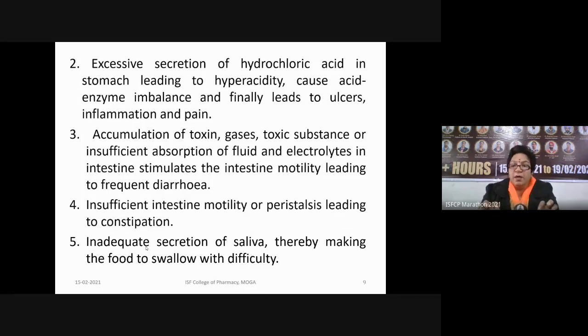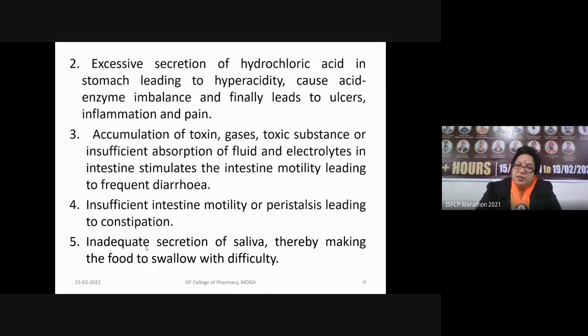If it stays there for a longer time, more and more water will be absorbed by the large intestine. Then the indigestible or waste material will be devoid of water, and this water helps to get rid of that material in the form of feces. So this will lead to constipation. This is the fourth problem that is associated with this.